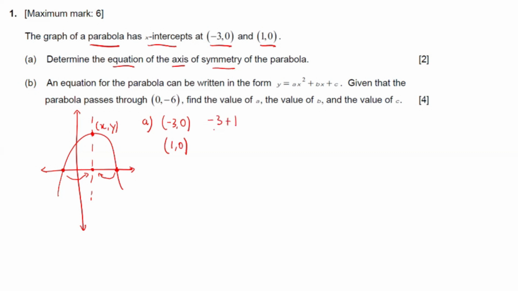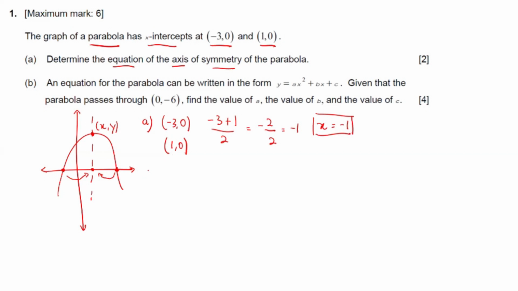We can just find it: -3 plus 1 divided by 2. It's going to be -2 over 2, which is -1. So the axis of symmetry is x equals -1. Okay, this is the first way that we can find the axis of symmetry.